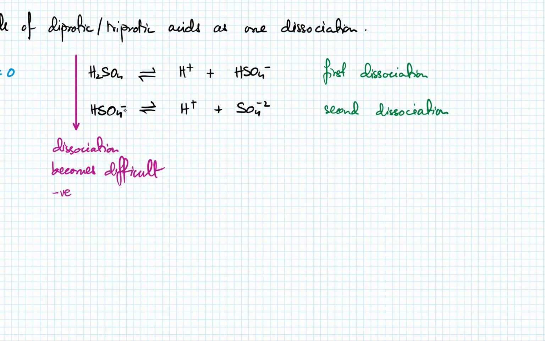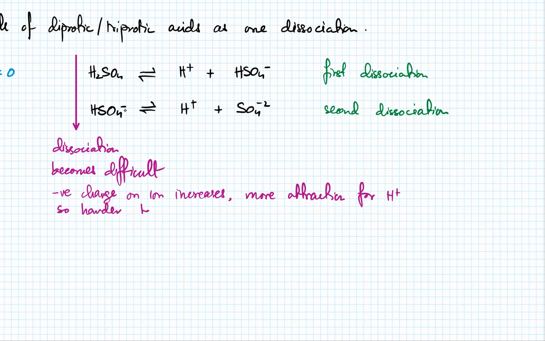So as the negative charge on the ion increases, and vice versa, it leads to more attraction for H plus one. So it becomes harder to lose H plus one ions. So the first one is going to be the stronger one, and the second one is going to be the weaker one. Okay.